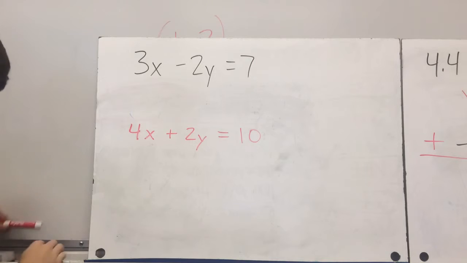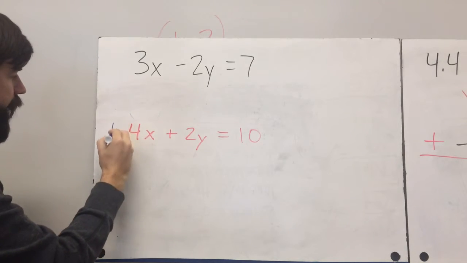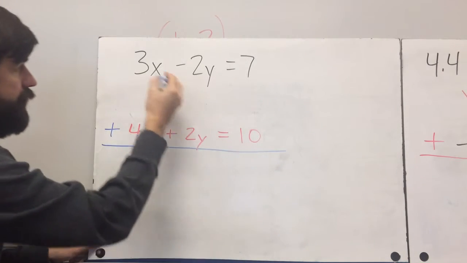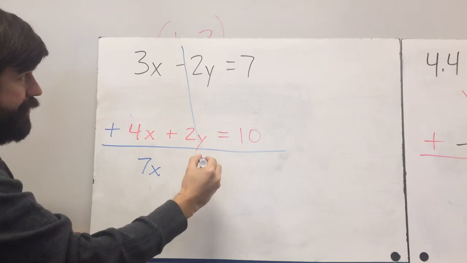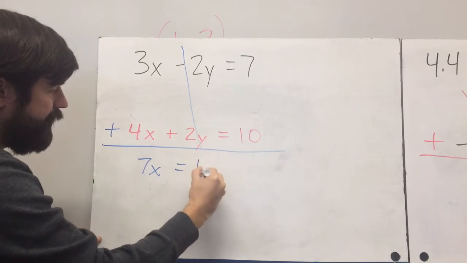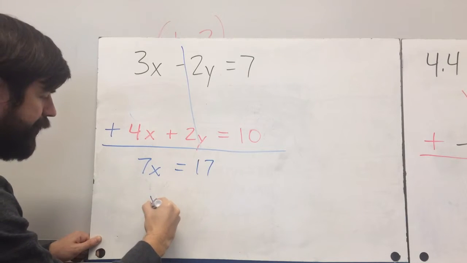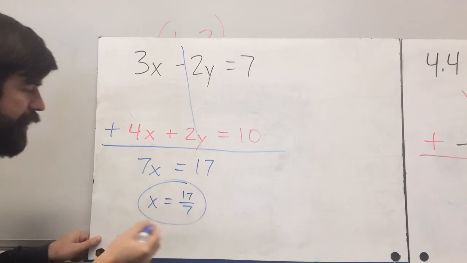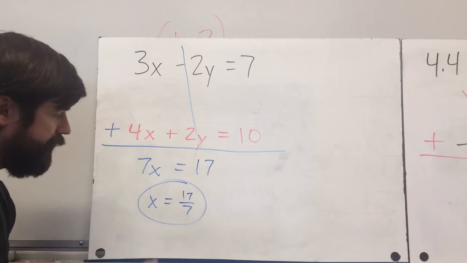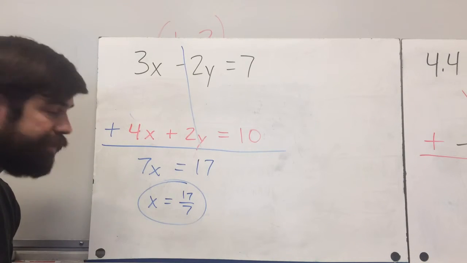Now I have two equations that I can go ahead and add up and get the result I want. 3x plus 4x is 7x. That cancels. 7 plus 10 is 17. Divide by 7. X equals 17 over 7. You can write that as a decimal if you prefer. It would be, what, 2 3/7.